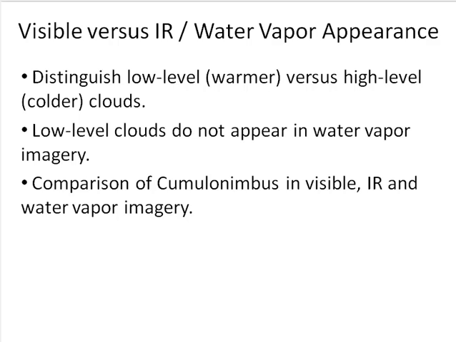Let's compare the cloud types we've discussed already in the visible imagery to how they appear in the IR and water vapor channels. Our motivation here is to distinguish low-level or warmer clouds versus high-level or colder clouds. Low-level clouds do not appear in water vapor imagery. That's important to keep in mind. And also, we want to compare cumulonimbus in visible, IR, and water vapor imagery.